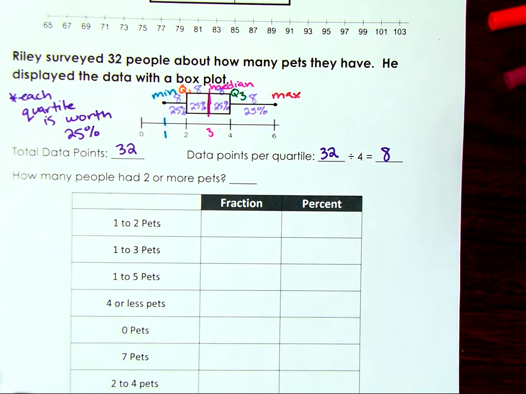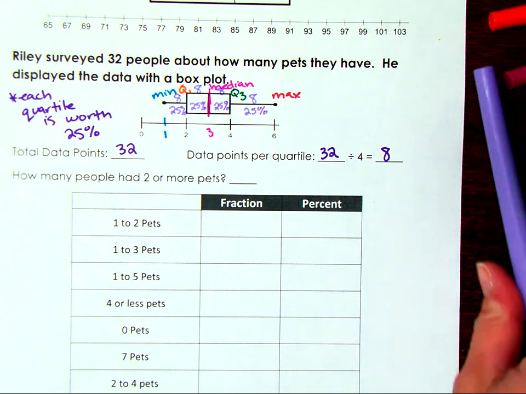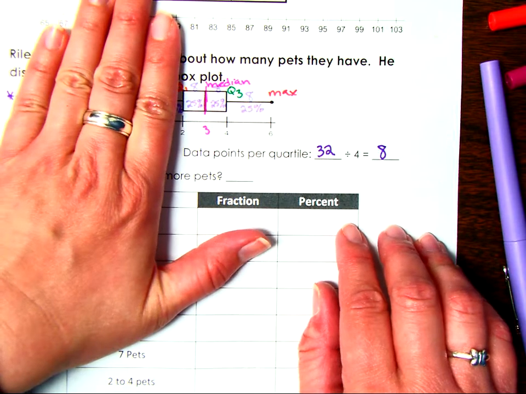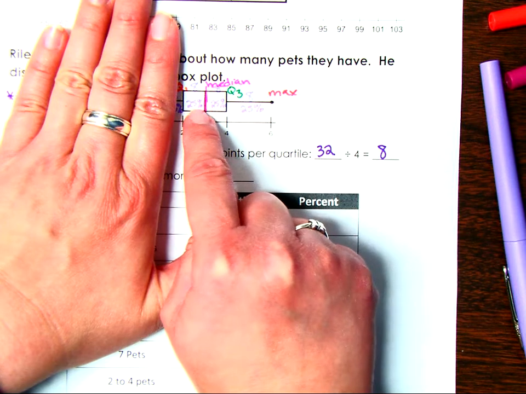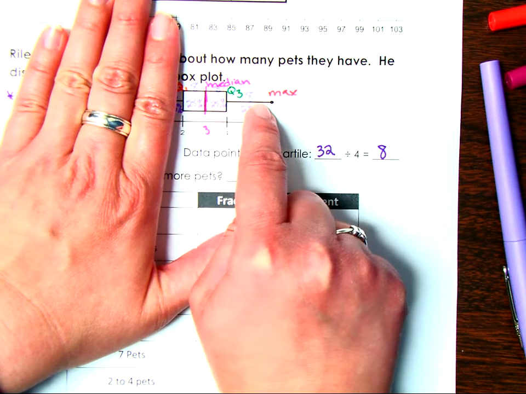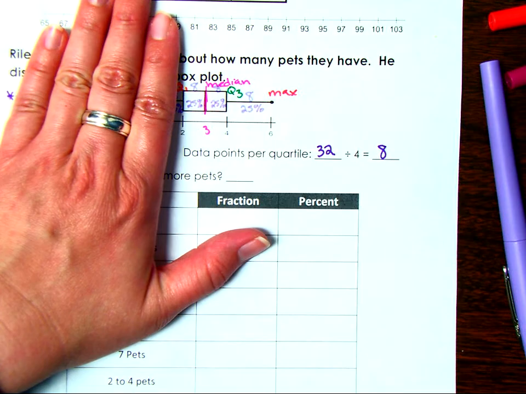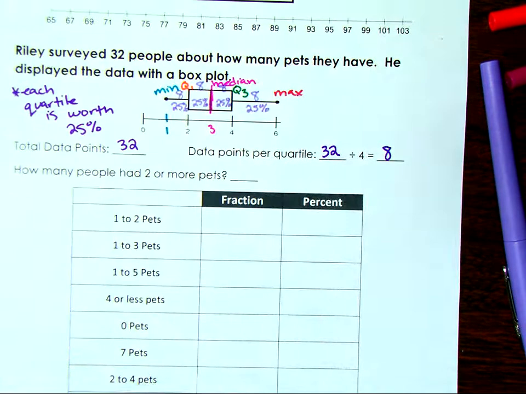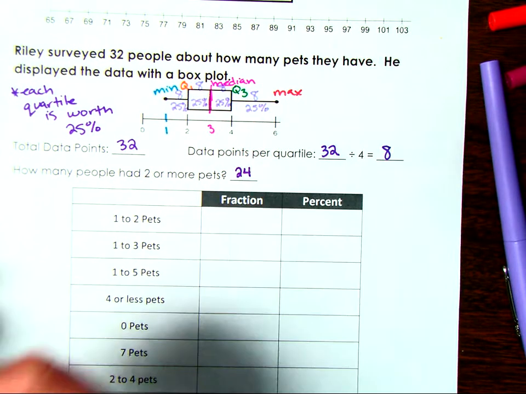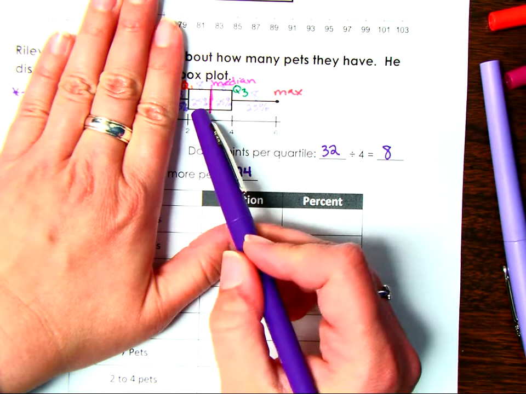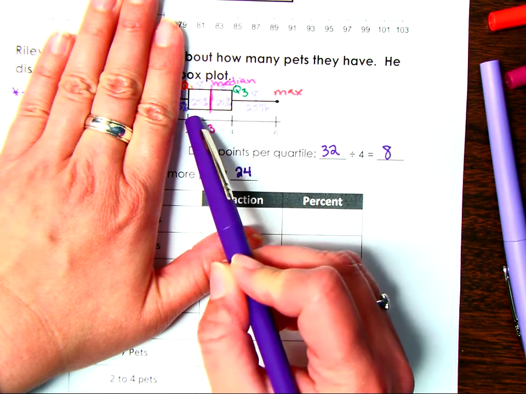So how many people had 2 or more pets? Well, let's think about it. Here's 2 or more, so between here is 8, plus another 8, plus another 8, so 8 times 3 is 24. Okay? Because between 2 and 3 pets, we're 8 people.